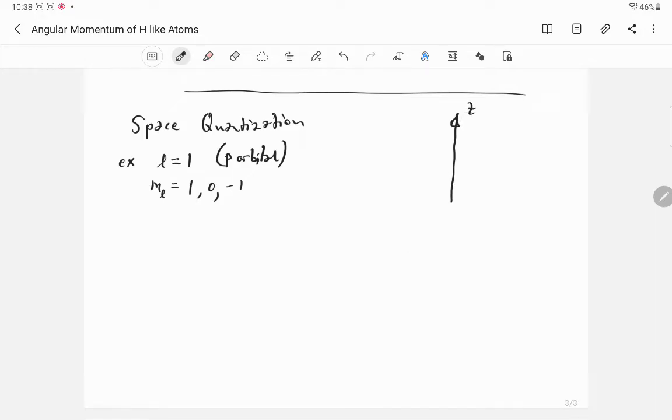So the z-axis is upwards. The x-axis is sort of out of the screen towards the left. And the y-axis is out of the screen but towards the right instead. And here is something interesting.